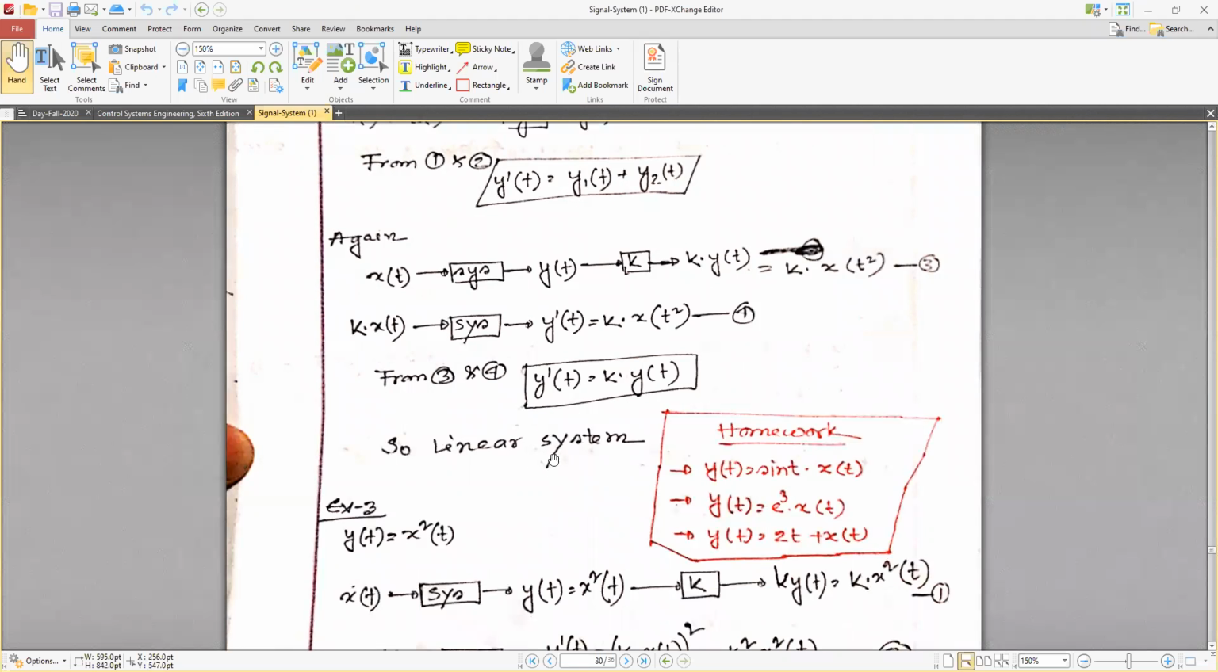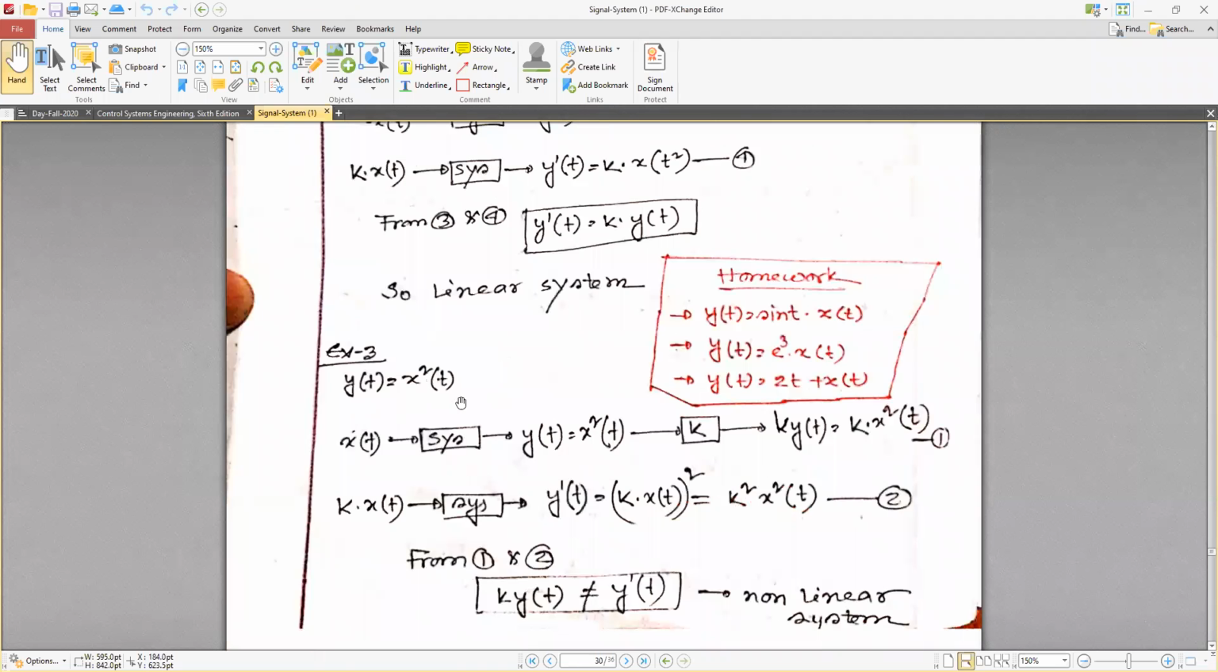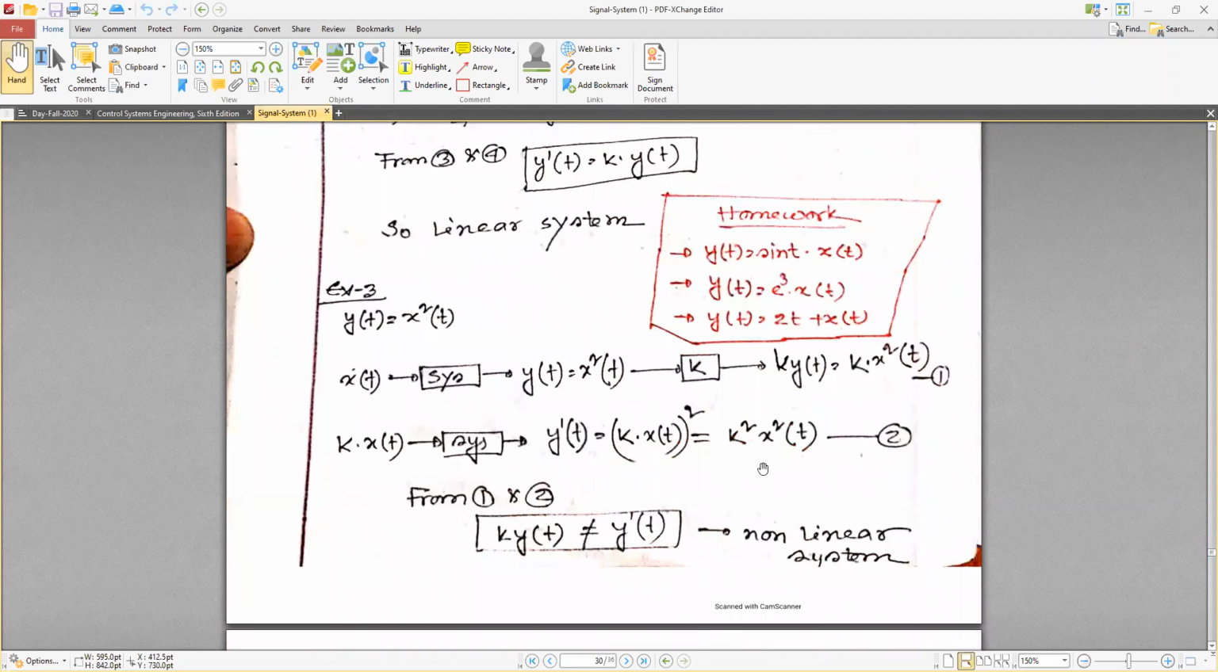Okay, so it is a linear system. Again, y is equal to x squared of t. So it will not be a linear system, because here the system will change. Okay, so it is a non-linear system.